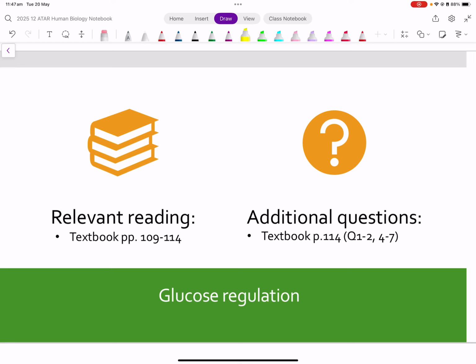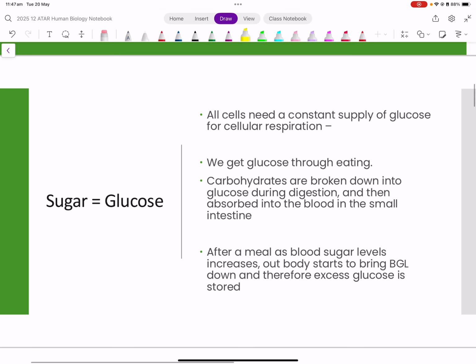The final homeostatic mechanism that we're going to look at today is glucose regulation. So before we start off, very basic review. Sugar is glucose, and we need a constant supply of that glucose in order for us to complete cellular respiration, in order for us to get energy. Now, normally we get glucose through eating, and the easiest way is by eating good carbohydrates. They're really readily broken down into glucose, digested, and absorbed into the blood.